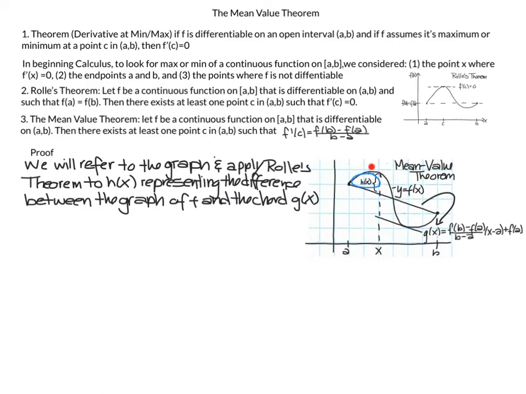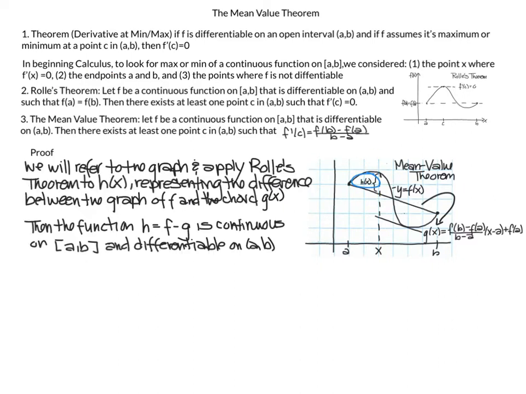We are going to use Rolle's theorem on h of x because, as you can see, at the endpoints, h of x is equal to 0. There's no distance between f and g. And also at this endpoint here, h of x is equal to 0. So now we can apply Rolle's theorem to h of x. And to apply Rolle's theorem, we can see that h is continuous, and also it's differentiable on the open interval.